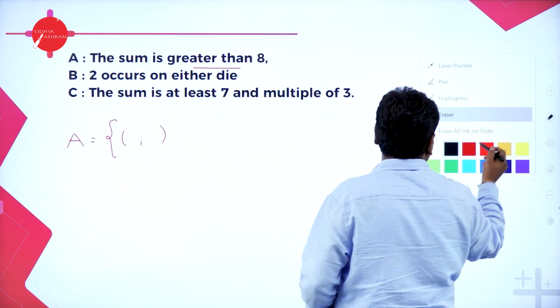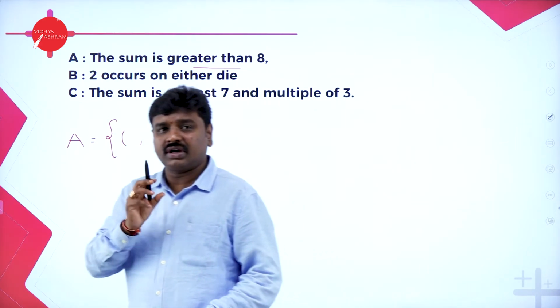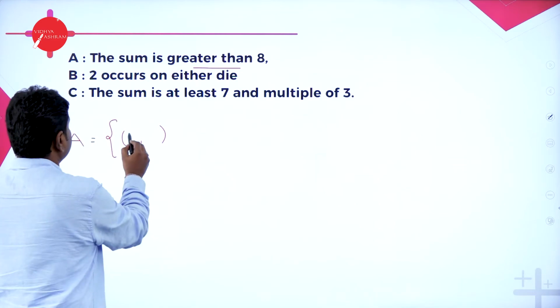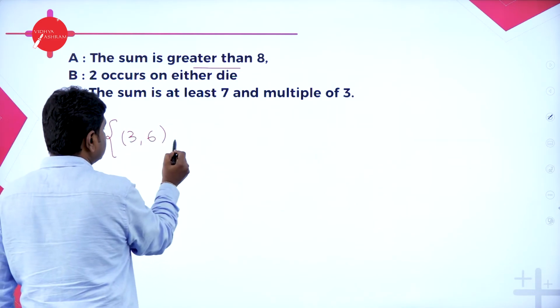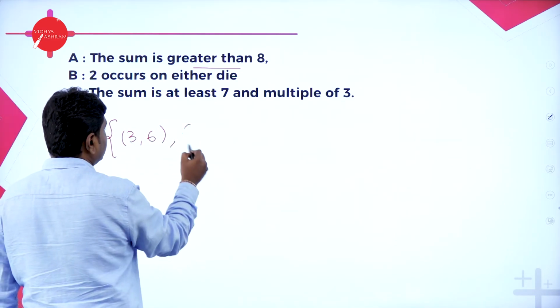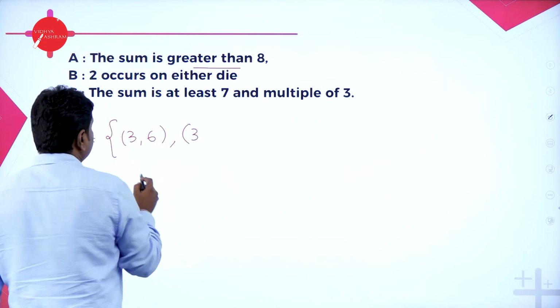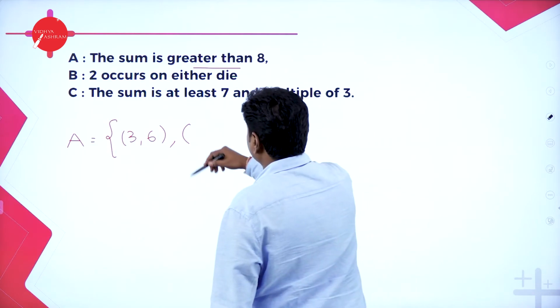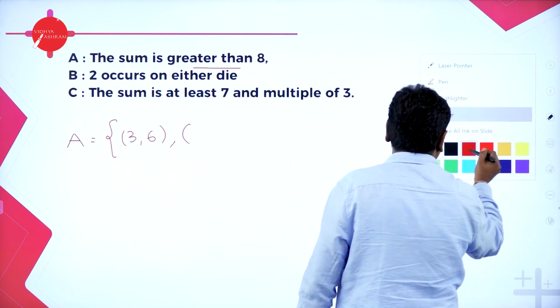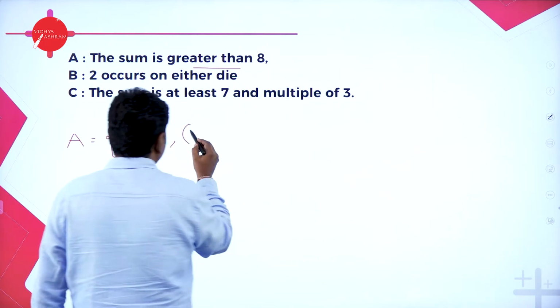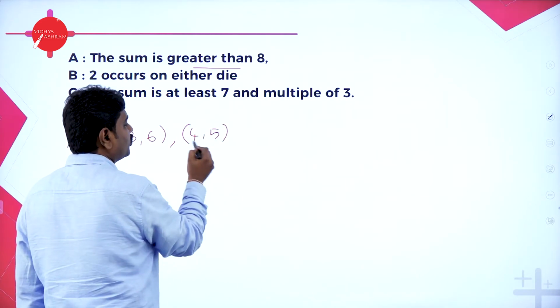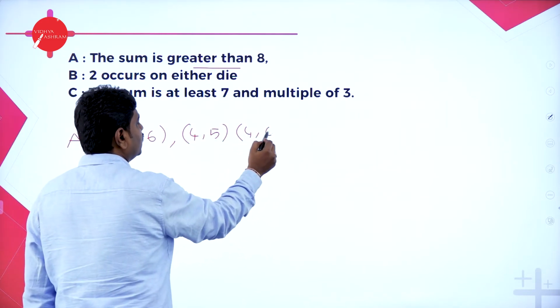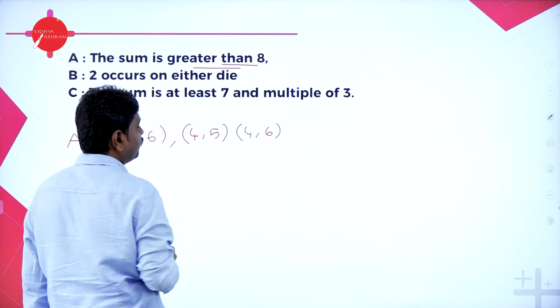So start with 3. With 3, the pair 3,6 gives 9, which is greater than 8, and that's it. Then with 4, if I take 4,5, 4 plus 5 gives you 9. And 4,6 gives 10. So these are greater than 8, which I want.